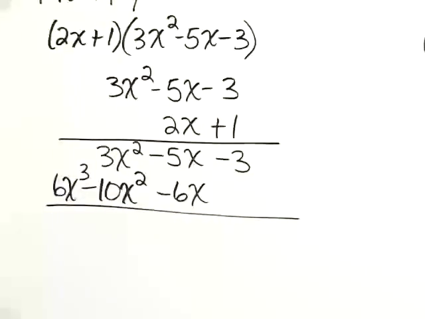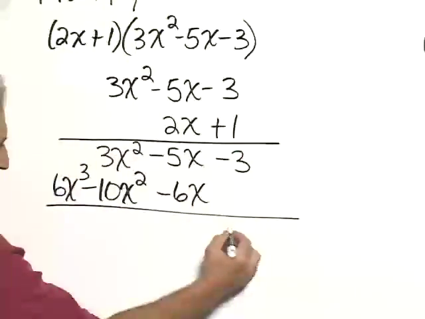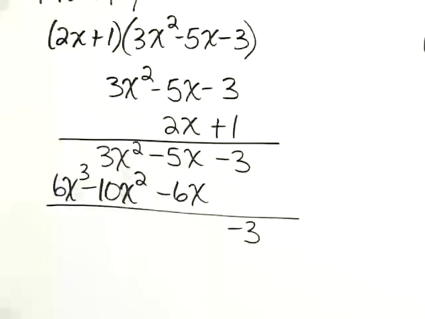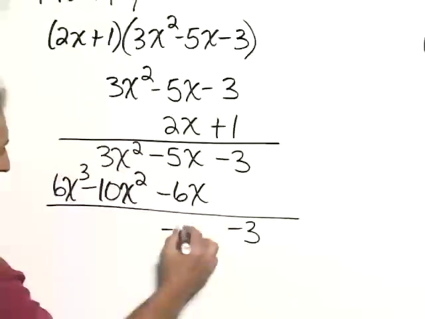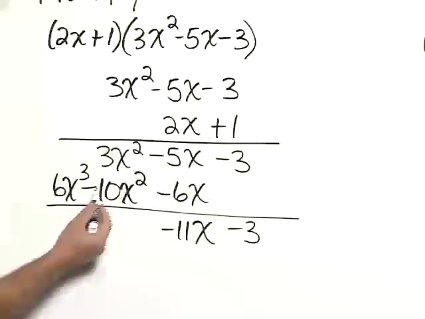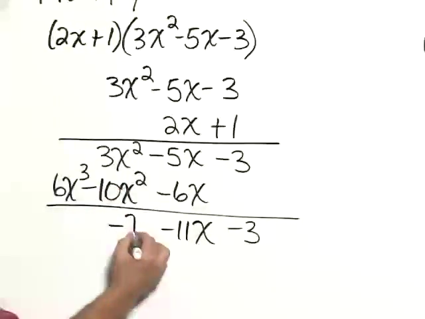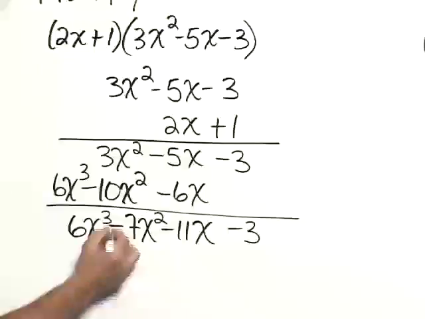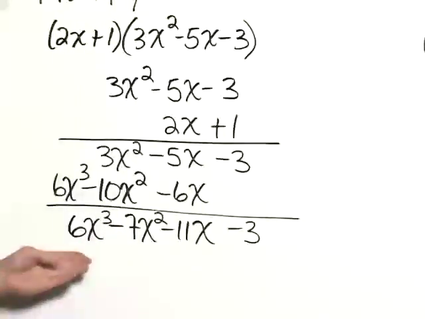Now we add vertically, that's negative 3. Negative 5x minus 6x is the same as negative 5x plus negative 6x, which is negative 11x. 3x squared minus 10x squared is minus 7x squared. And then finally the 6x cubed. And so our final answer is 6x cubed minus 7x squared minus 11x minus 3.